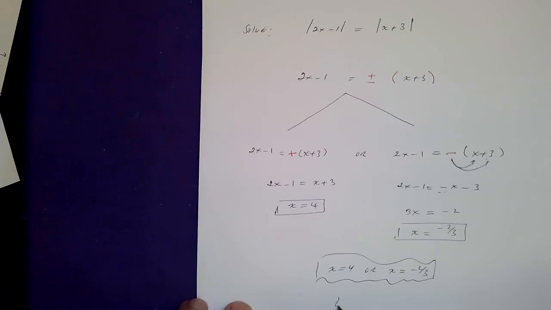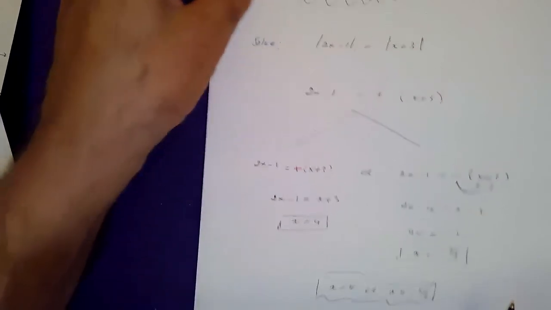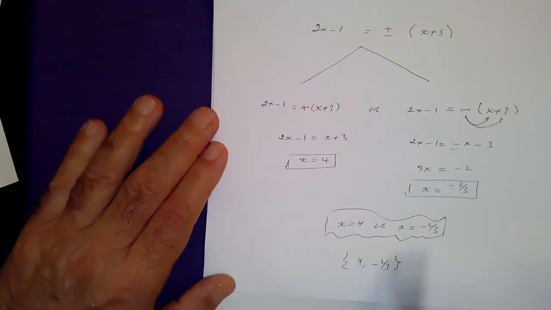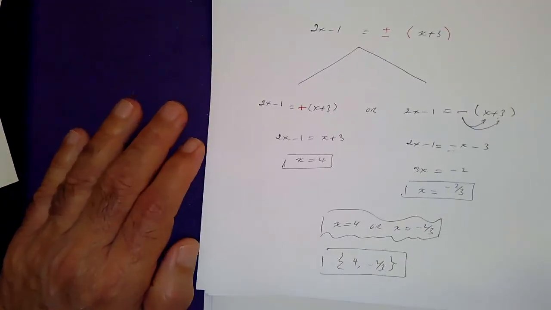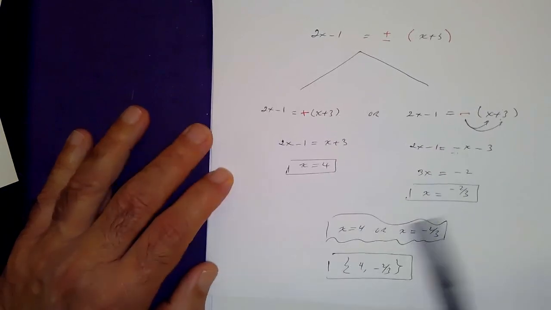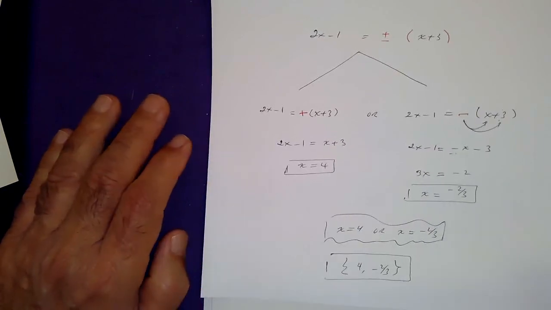Or you could just write this as 4 and negative 2/3, and the order doesn't matter, because these are values of the same unknown, which happens to be x. And that's pretty much what 2.6 is all about. Thank you.